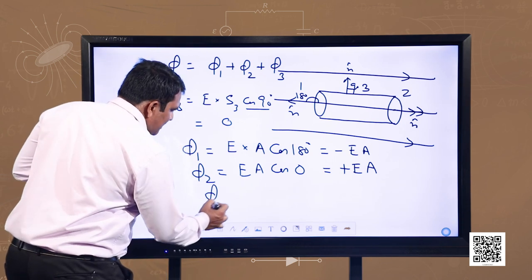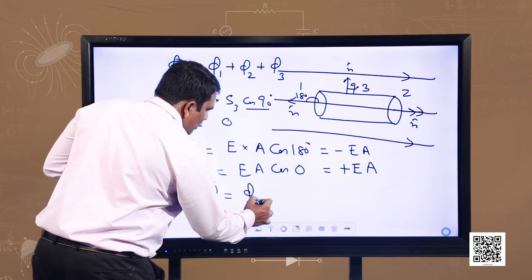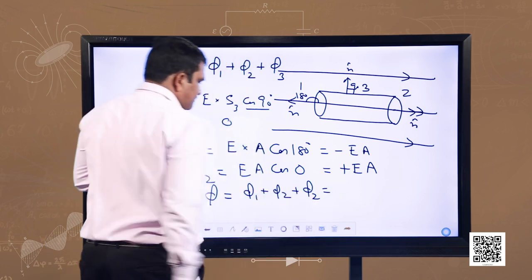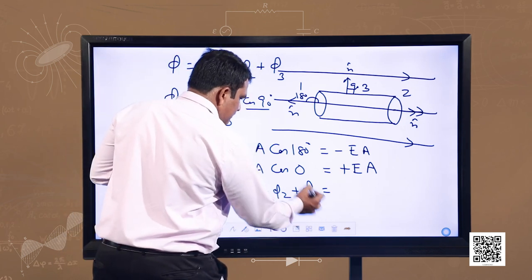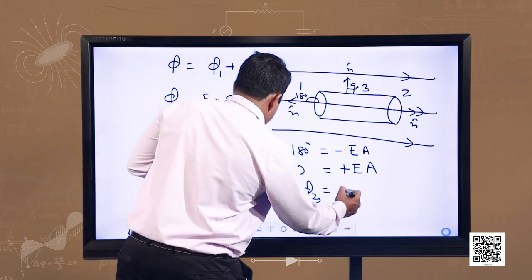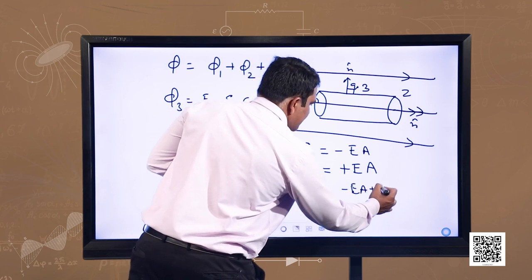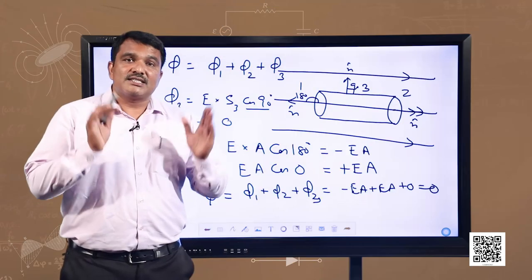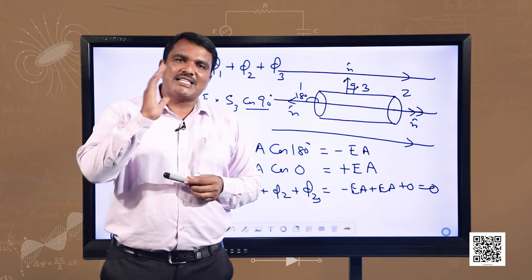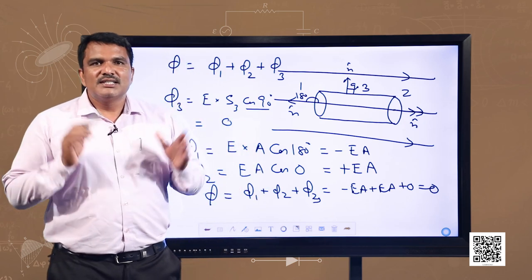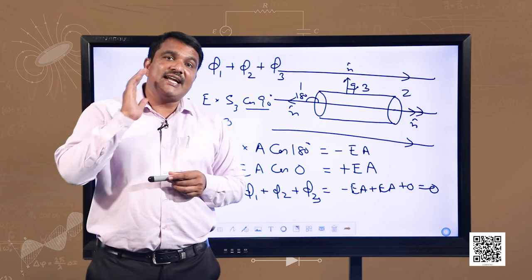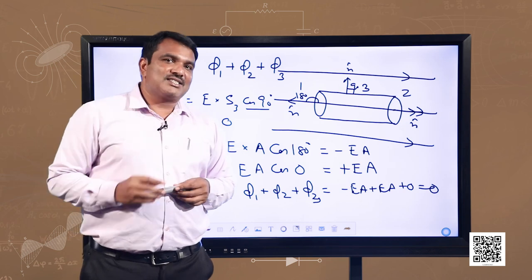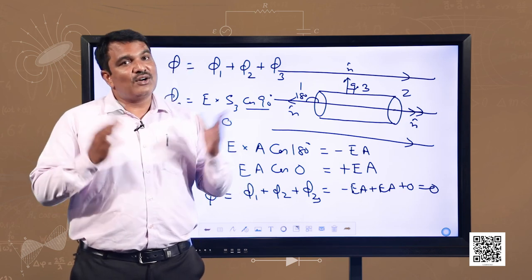Hence, the net flux passing through this cylinder will be the sum of the flux through three surfaces, phi 1 plus phi 2 plus phi 3, which is minus EA plus EA plus 0, equal to 0. Thus, the total flux is 0 as expected by Gauss law. Whenever you find that the net electric flux through a closed surface is 0, we conclude that the total charge contained in the closed surface is also 0.